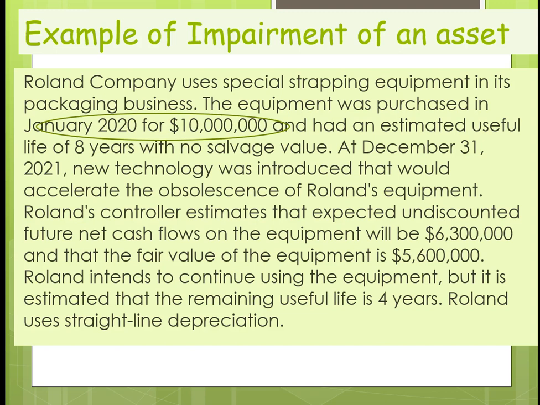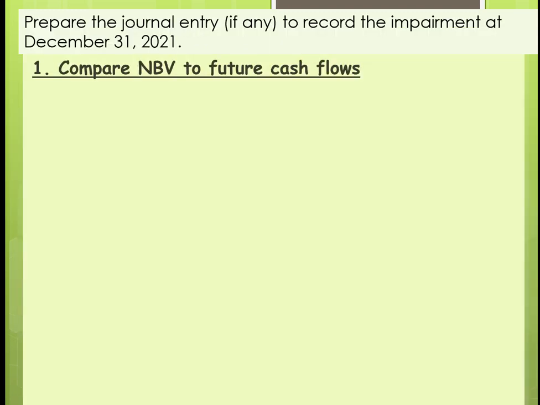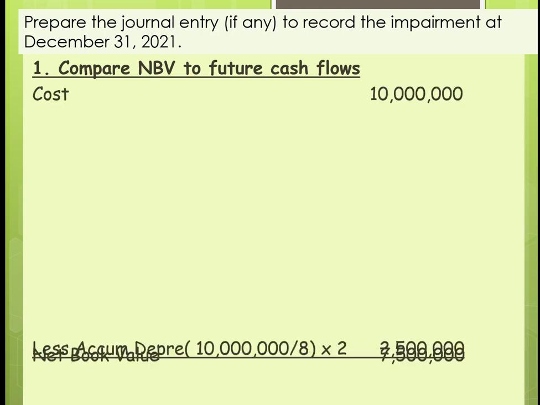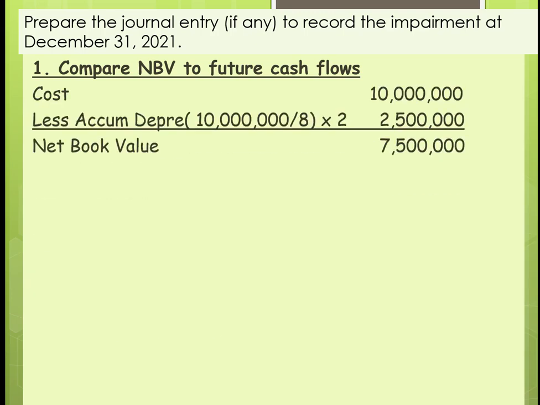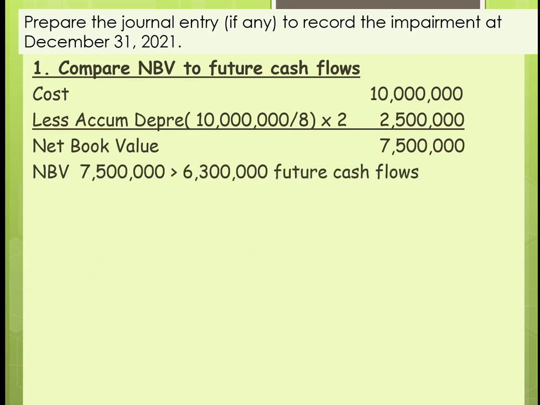So, we know what we paid for it. We know how long we're going to use it. We know what the future net cash flows are. We know what the fair value is. And we know how many years it is now. So now what we can do is take a look and come up with our impairment entry. So we're going to do our first test. Cost. First we're going to come up with net book value. And then we're going to compare that to the future cash flows. And since it's greater, that means we have to go to test 2.